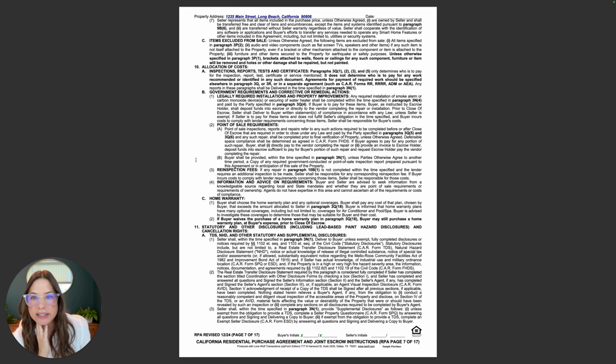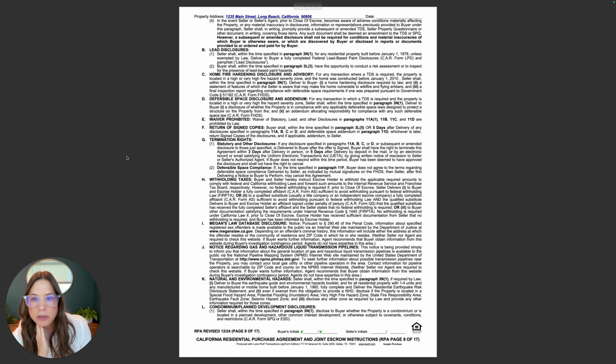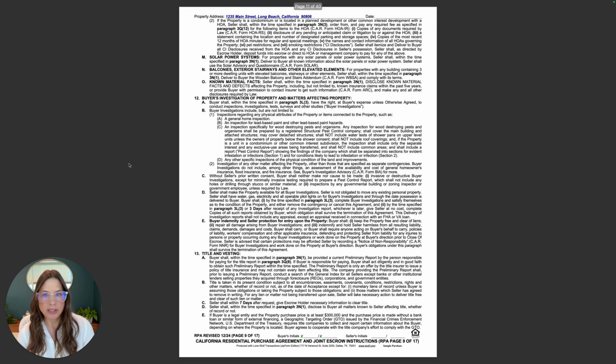We already talked about this, allocation of costs, point of sale requirements. This is all definitions and explanations of things that we've talked about. More informational things on disclosures that the seller will provide. These are all different disclosures and things in the natural hazard zone disclosure report that we will read. Informational. All informational. These are all the things that you have the right to read the disclosures on and do inspections on.